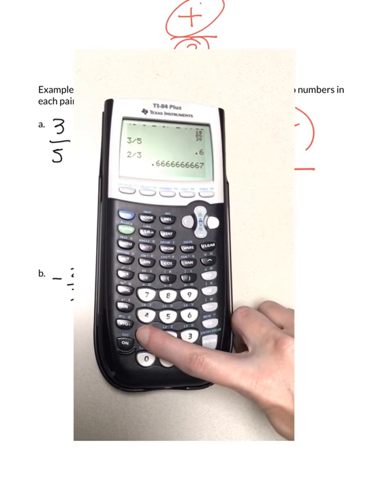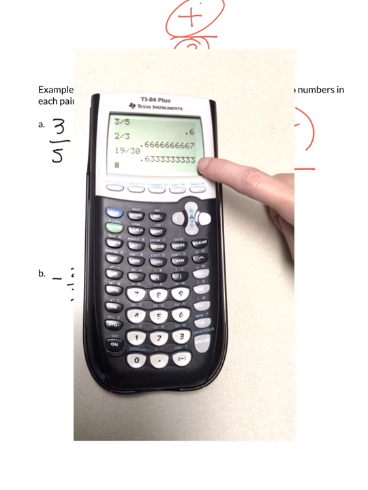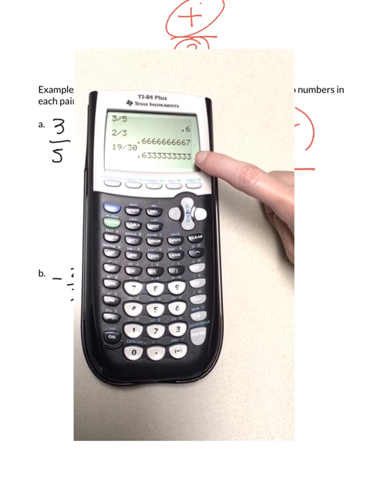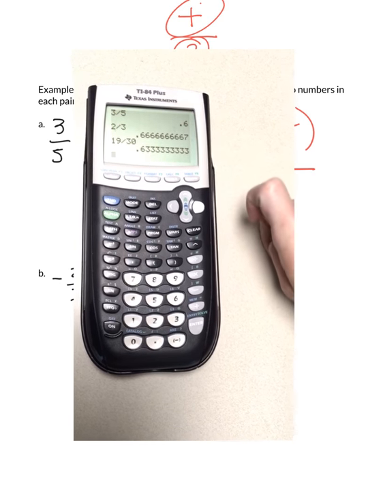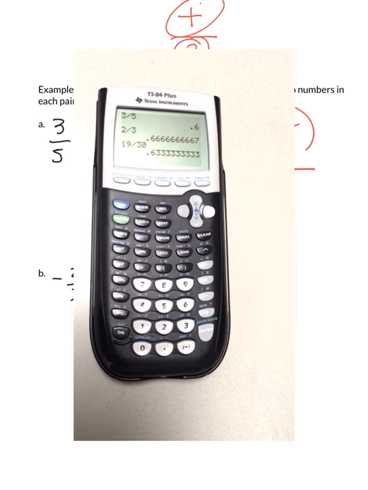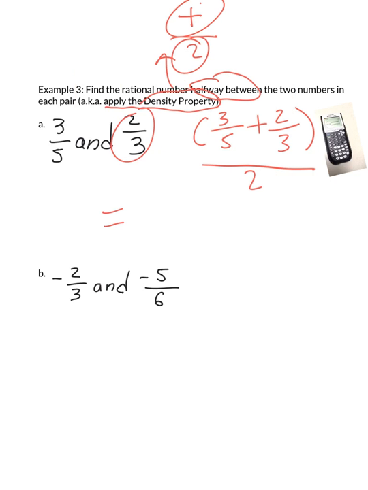Our answer is going to be 19/30. So when I type that in, yeah, that seems reasonable. That 0.6 with the 3 repeating would be halfway between 0.6 and 0.6 repeating. I'll go ahead and jot that down. So that was 19/30. Final answer.